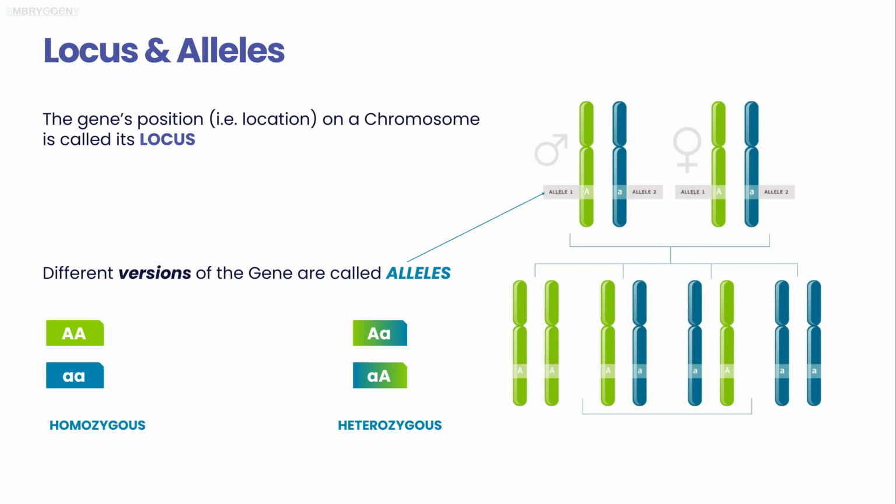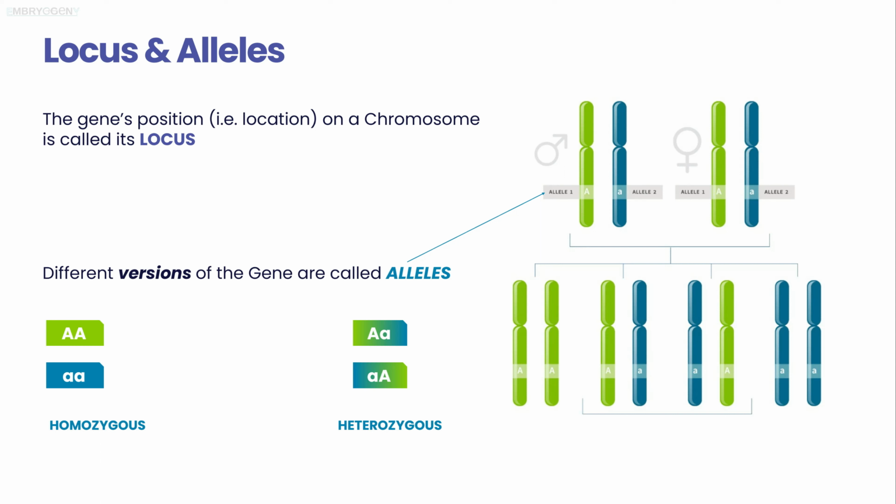What you see on the screen is a pair of homologous chromosomes. Location of a gene on a chromosome is called a locus. An allele is a variant or a version of a gene. Each cell has two alleles for a single gene, one inherited from each parent.